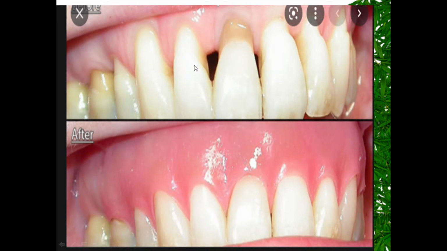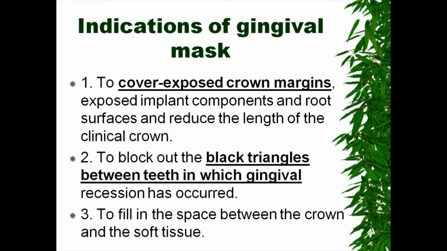So this is the picture of pre-op gingival recession in which generalized gingival recession is there, and the picture after the gingival mask is delivered to the patient. This is done basically to improve the aesthetic appearance of the patient.